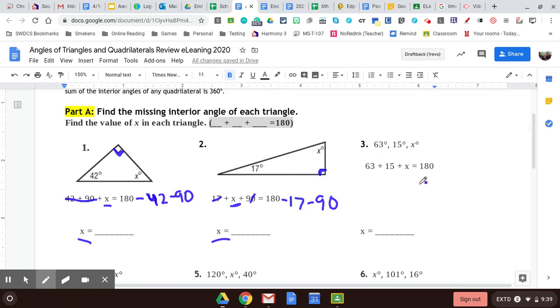Now I have a few that don't have the picture, but you can still determine the missing angle if you're given three different angles because it's got to be a triangle. So 63 plus 15 plus x equals 180. I have to do the opposite operation. So this has addition, I must subtract. So I take 180 minus 63 minus 15, which cancels them out on this side. So I'm left with x. What is x for number three?